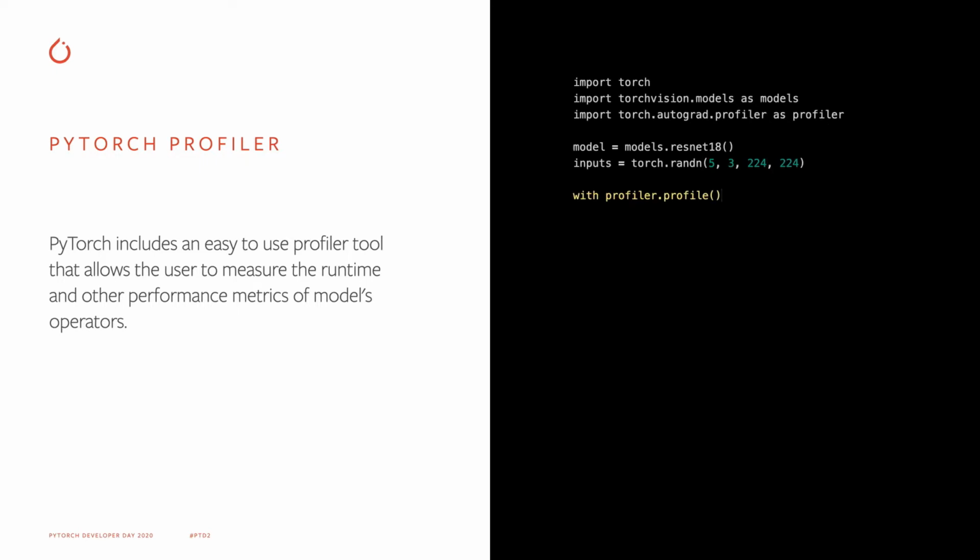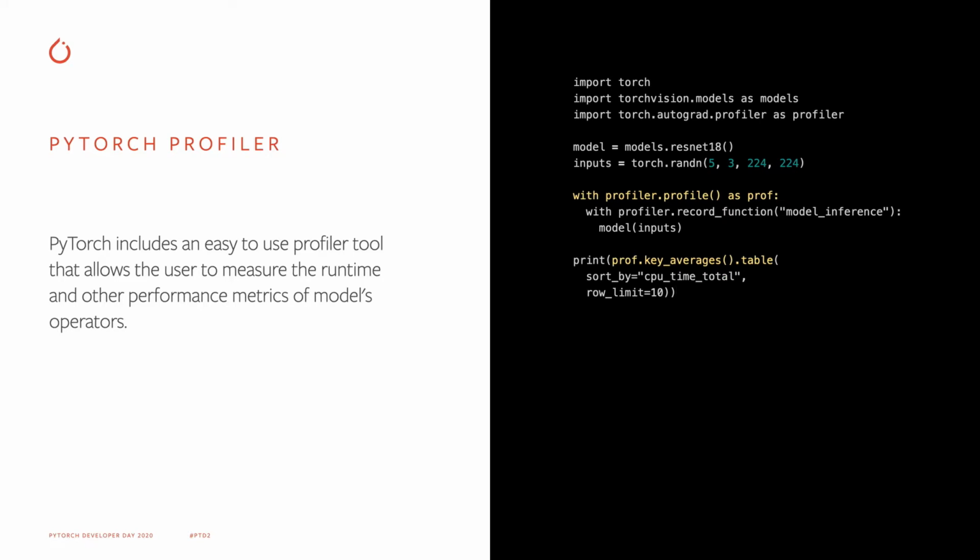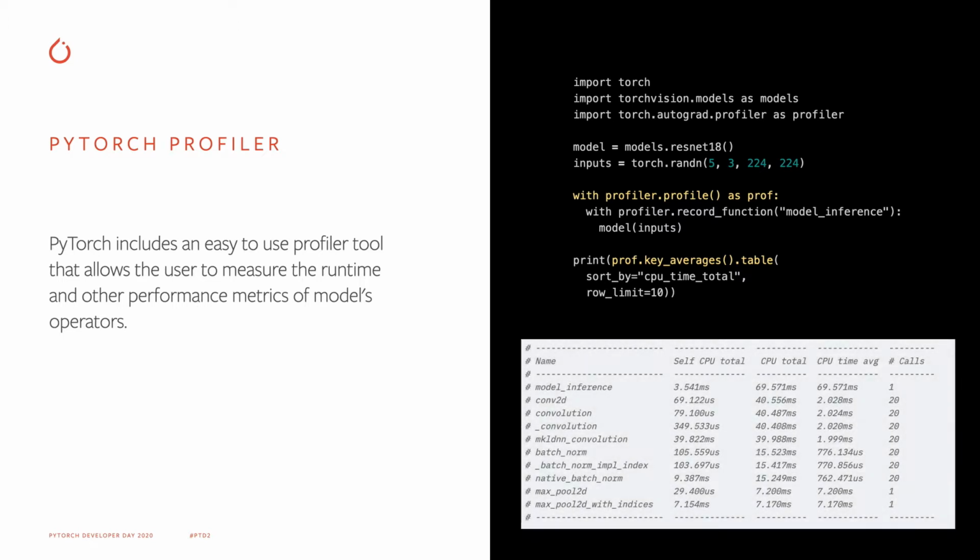In this simple example, we first start with necessary module imports, then we create a ResNet 18 model, and then, as you can see, we run model inference inside the Profile context manager. Everything inside this context manager is profiled. And once you have finished, you can print out the results. In this case, you will see a table with entries grouped by operator name and with some relevant metrics such as self and total CPU time.